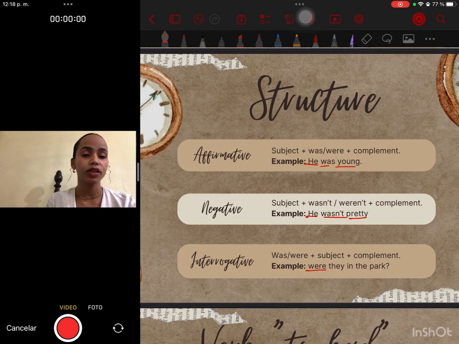Example, were is the verb to be in the simple past, and it passes to the first place. They is the subject, passing to the second place. In the last part is the complement.